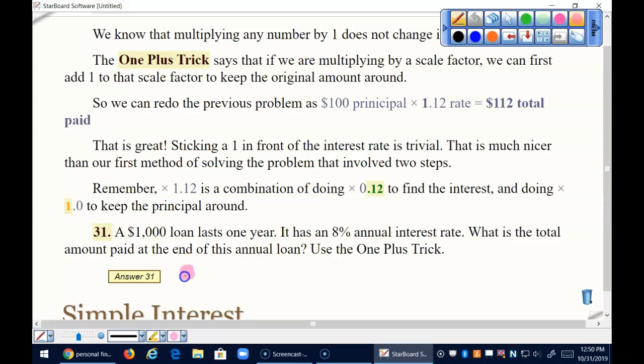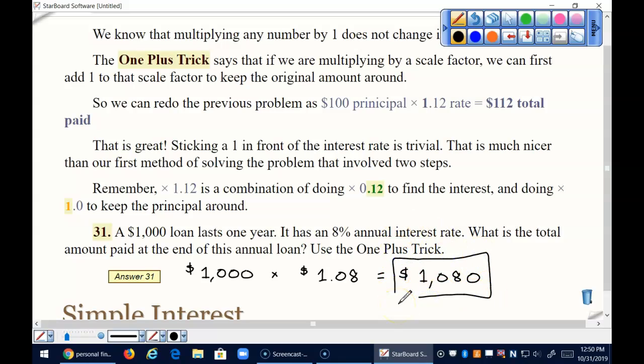So as another example, if instead of 12% it was 8%, and we had $1,000, and I wanted to know what would be owed at the end of the year, I could say not a 0.08, but a 1.08, and I would get my answer right away. Everyone okay with our trick? Sometimes that will help us, sometimes it won't. Sometimes the problem asks us what's the interest only, and sometimes it asks us what's the total amount.